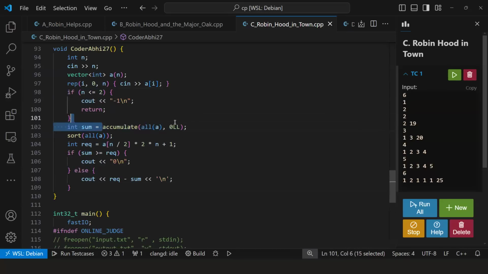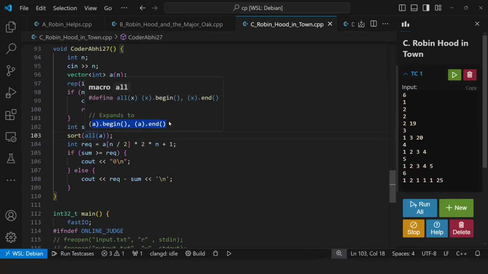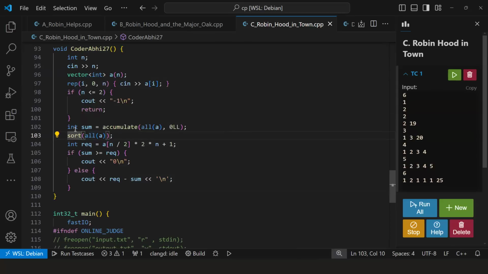So the sum I'm computing using the accumulate function. You can just take a variable and add it, run a loop and add, whatever you wish to do. So this way I'm taking the sum, I'm sorting the array. This "all" just means a.begin(), a.end(). Don't get confused about it. So I'm taking the sum, I'm sorting the array.